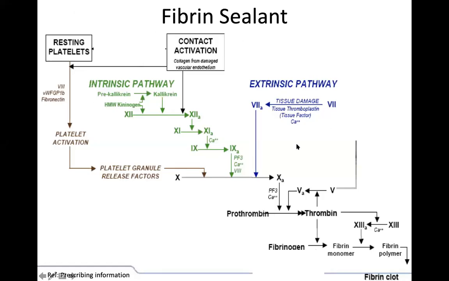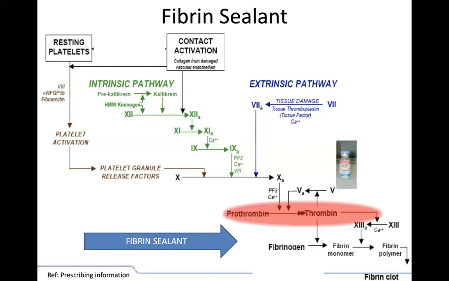This is how fibrin sealants work. This is the pathway they follow. The sealants work through fibrinogen and fibrin monomer, and they form a clot which sits on the area and stops the air leak.